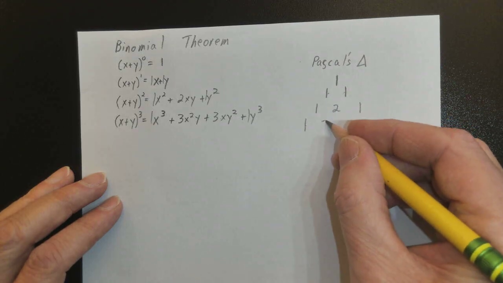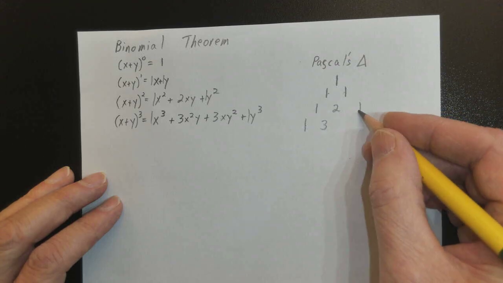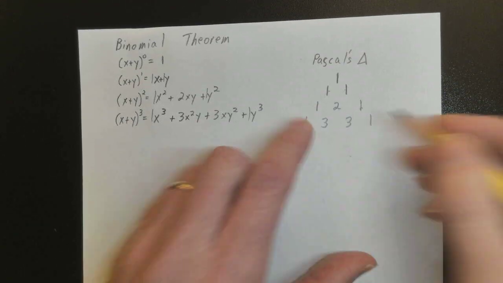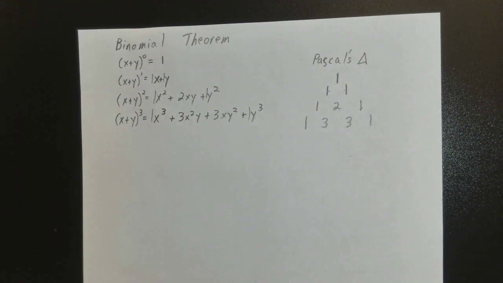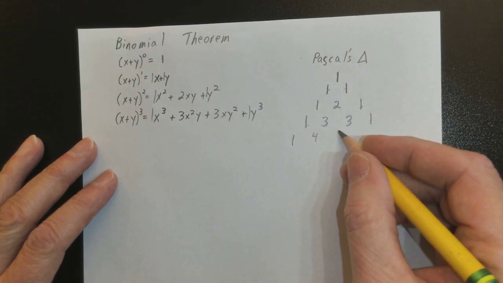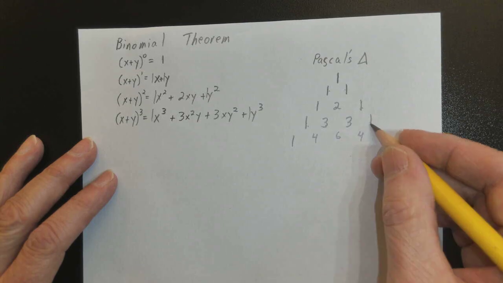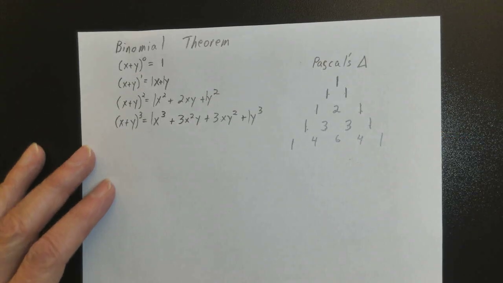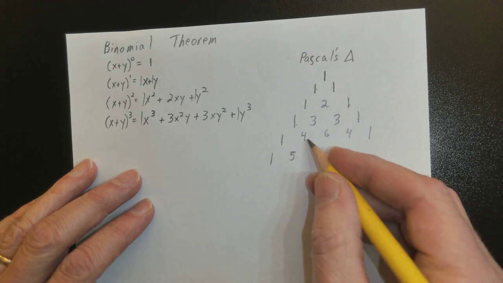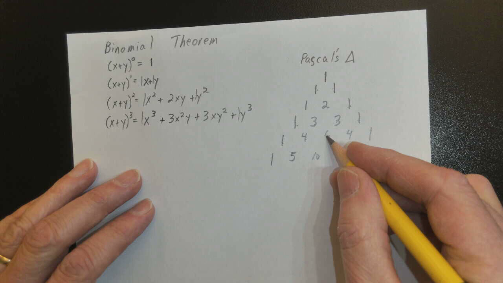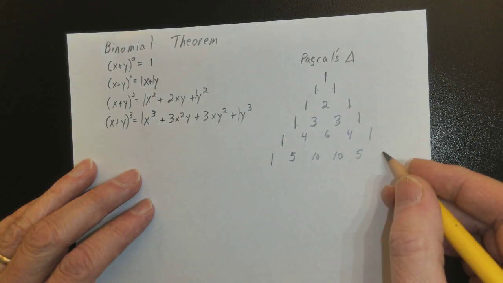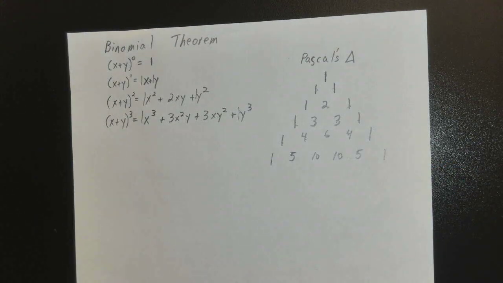I add the 1 and 2, that makes 3. 2 and 1, in between, I add down here to get 3, and then I always am going to end with a 1 and begin with a 1. And then 1 plus 3 is 4, 3 plus 3 is 6, 3 plus 1 is 4, and that's 1. And then I have a 1 here, 1 plus 4 is 5, 4 plus 6 is 10, 6 plus 4 is 10, 4 plus 1 is 5, and end with a 1.